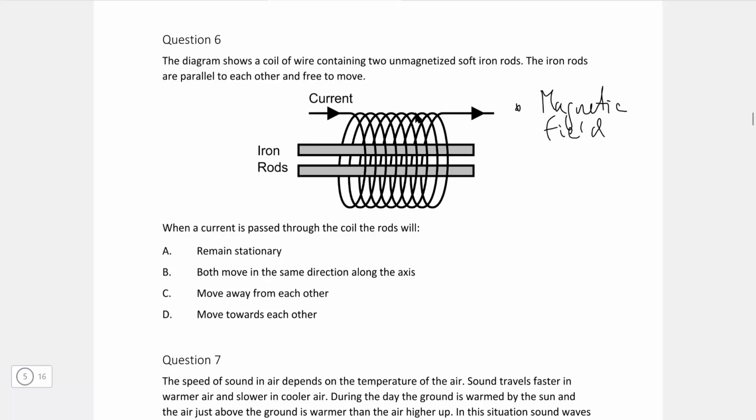Now this magnetic field will turn those iron rods essentially into magnets, and they're going to be placed such that a north pole is next to a north pole, or a south pole is next to a south pole, and they will repel. They need to repel due to conservation of energy, and because of that, the correct answer has got to be C. They will move away from each other.